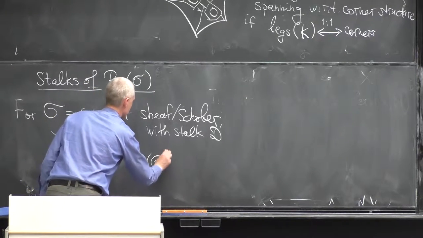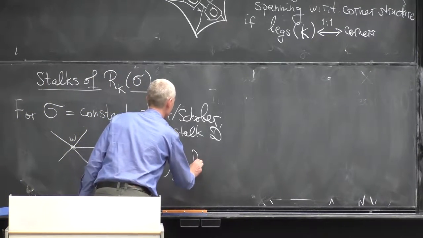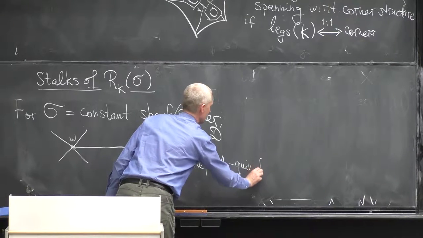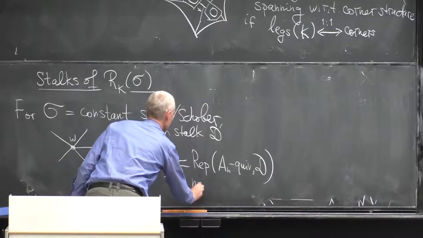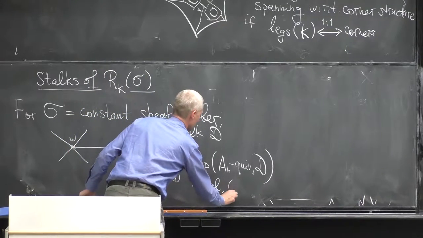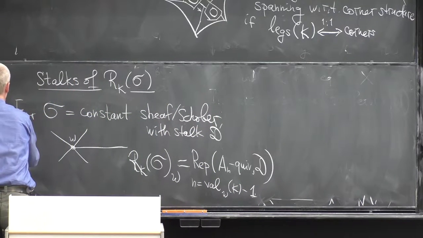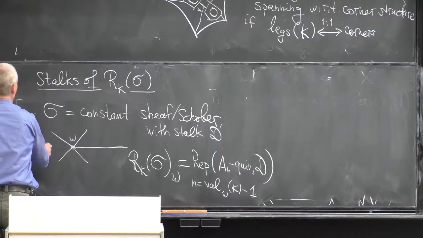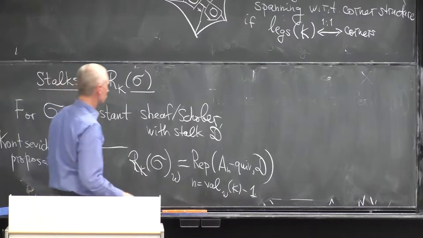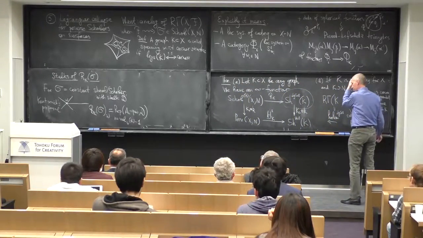RK of sigma at a point W is the category of representations of the A_n quiver in D, where n is the valency of W, valency of W as a point on the graph K, minus 1. And this is Kontsevich's proposal, Kontsevich's proposal from some time ago for Fukaya categories. So what we do is we sort of include this into a perverse sheaf type construction.